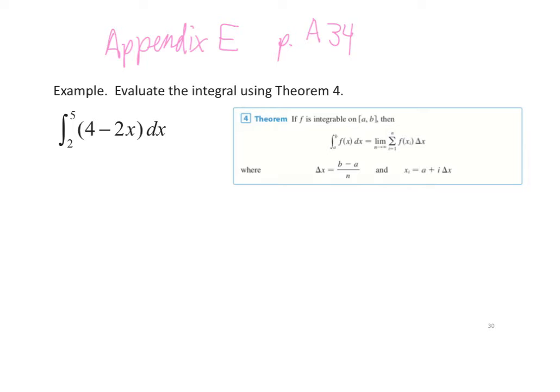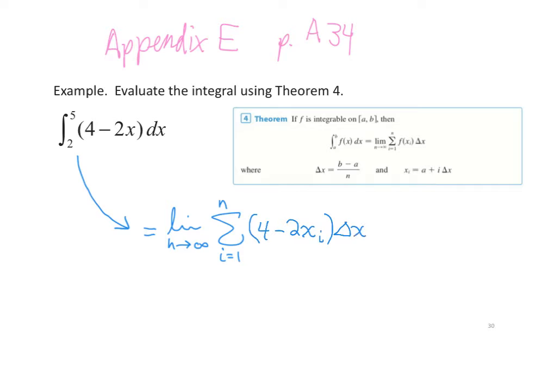Okay, let's try to rewrite this integral in terms of a limit. Well, it's going to be the limit as n approaches infinity of the sum from i equals 1 to n. I'm just basically copying everything that's here. My f(x) is 4 minus 2x, so my f(xi) is going to be 4 minus 2xi. And instead of dx, I'm going to write delta x.